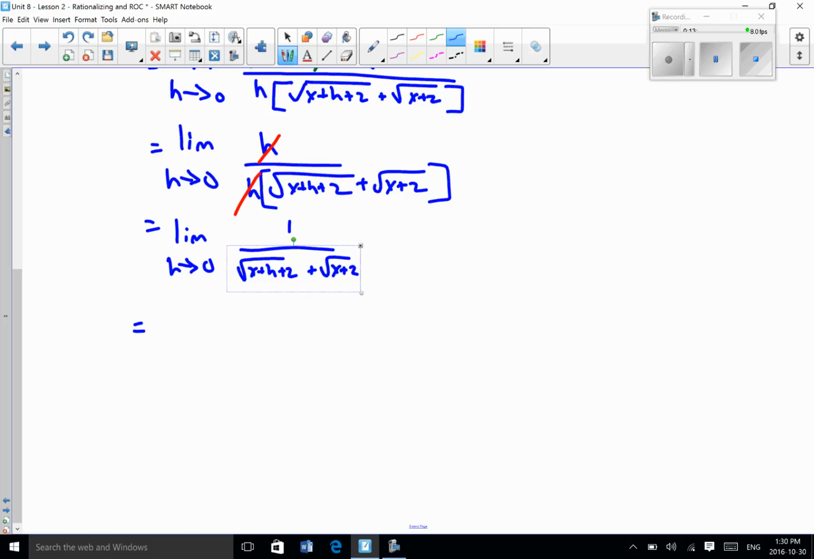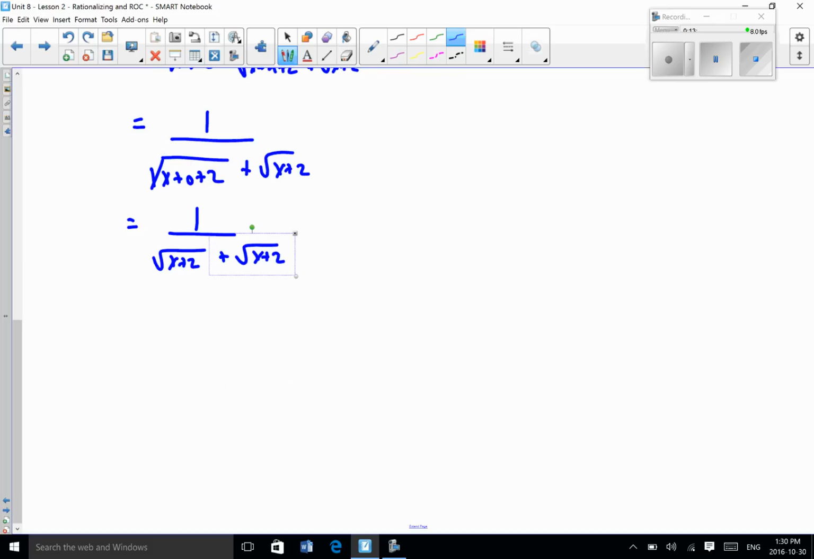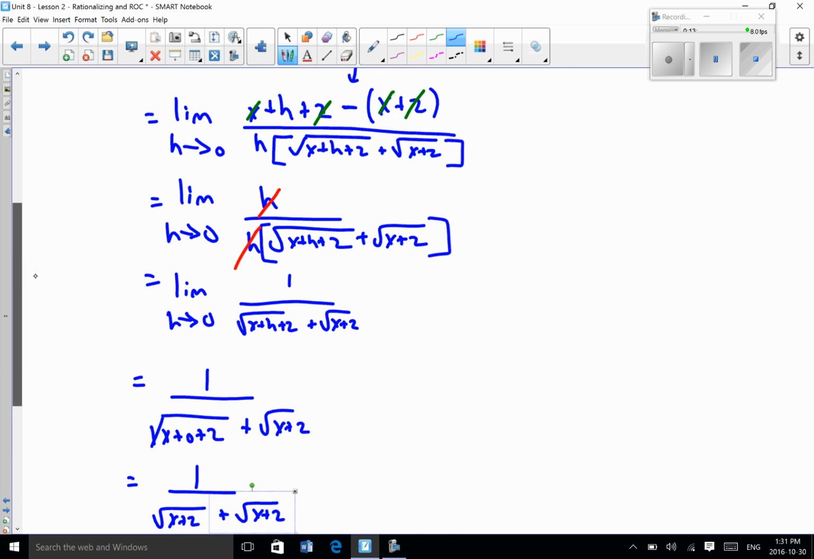So what do I do now? I replace the h with 0 because I want to see what happens as I approach 0. Now I will get 1 over root x plus 0 plus 2 plus root x plus 2, or in other words, 1 over root x plus 2 plus root x plus 2. Hey, it's the same thing twice, right? And they're being added, so it reduces to 1 over 2 root x plus 2. This is my function for IROC at any point on that curve.